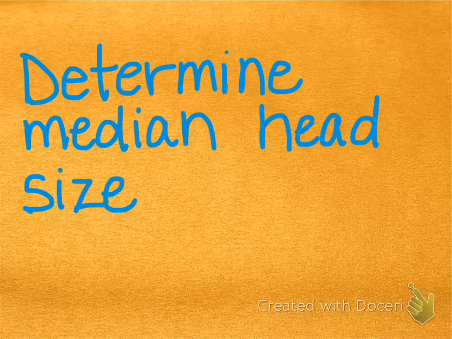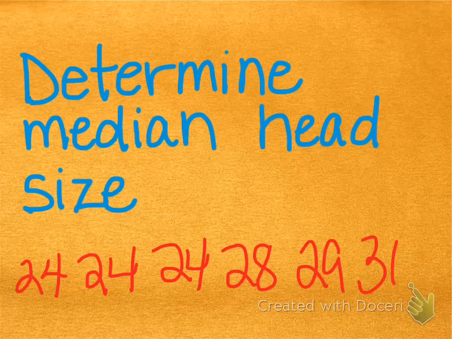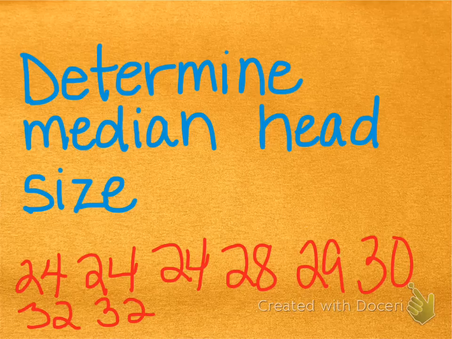So, for example, if we had 24, a 24, a 24, a 28, a 29, a 30, a 32, a 32, a 36, and a 38. And of course we will have more numbers than that. But if you will recall, when you find the median, you're going to cross out until you hopefully get to a middle number.